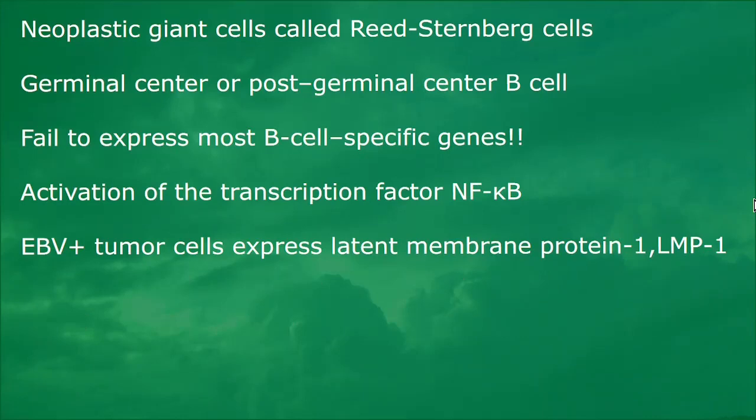These are some features of Hodgkin lymphoma. It is postulated that the RS cells, or Reed-Sternberg cells, originate from the germinal center or post-germinal center B cell. But the funny thing is, it fails to express most B cell specific genes, and even immunoglobulins. The most important pathogenesis occurring here is activation of NF-kappa B. Many tumors are Epstein-Barr virus positive. EBV induces LMP1, which causes an increase in NF-kappa B.